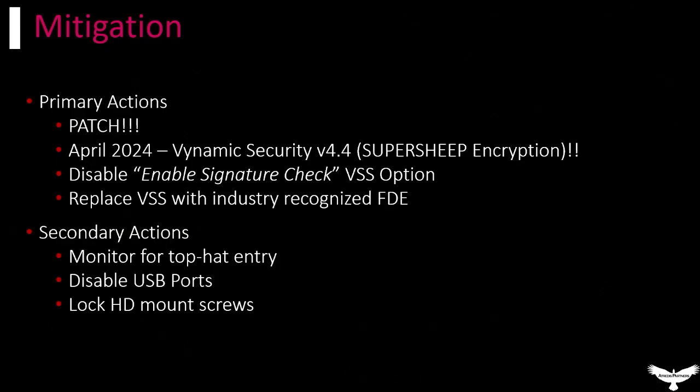And the several secondary actions, right? Monitor for top hat entry, disable USB ports. The whole architecture of the ATM runs on USB. It's critical to ensure that those devices are certified, you know what's being plugged in. And then, of course, there's no reason hard drives should be easily removable. So those should be locked. The system chassis shouldn't allow removal at all.